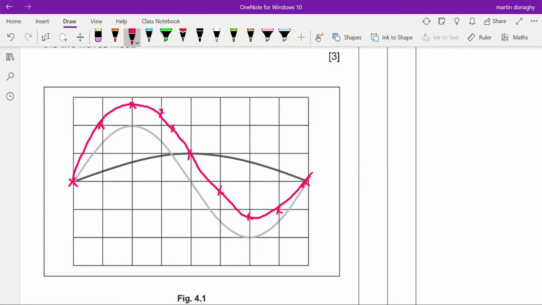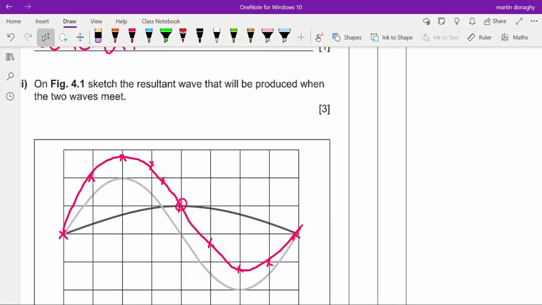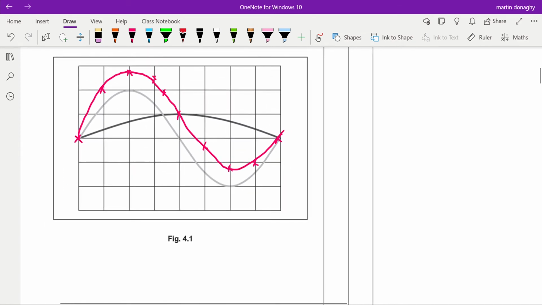Then just draw a continuous smooth line that tries to go through those points. Your marks for that: the resultant wave has a higher amplitude than the original waves. They cross at the correct point, so this wave and this wave should cross there, and the last one is resultant correct after crossing point, so that these become negative after that. So 3 marks in total there.